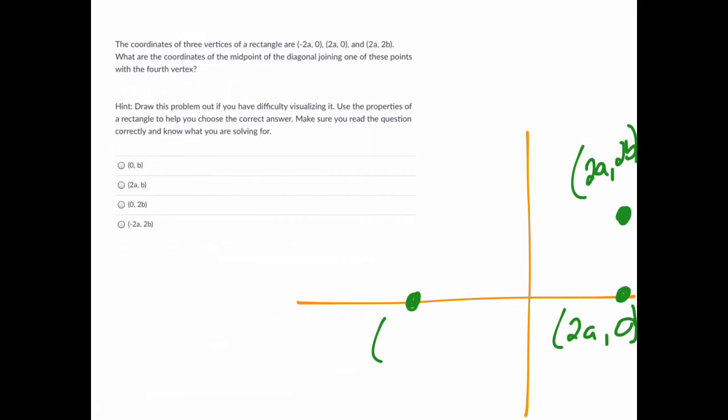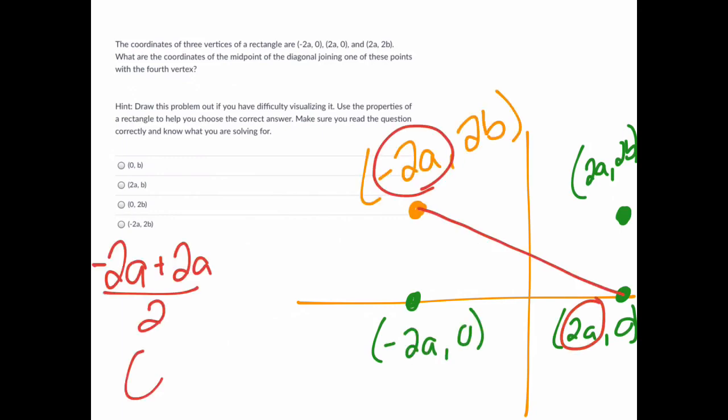However, that is not what they are asking us for. They are asking us for the midpoint of this diagonal. So remember, to find the midpoint, you have to add all the x values together and divide by 2, and then add all the y values together and divide by 2. For the x values, I have the negative 2a and the positive 2a. Add those together and divide by 2, and what you'll get is 0. And for the y values, we'll take the 2b and the 0. We'll add those together and divide by 2. 2b plus 0 is 2b, and 2b divided by 2 is b. The midpoint of our diagonal here is at 0, b.